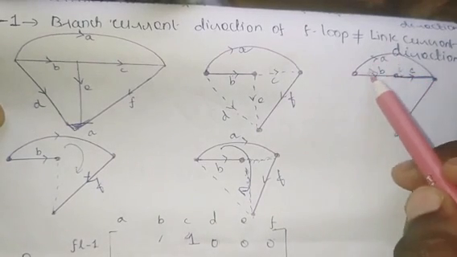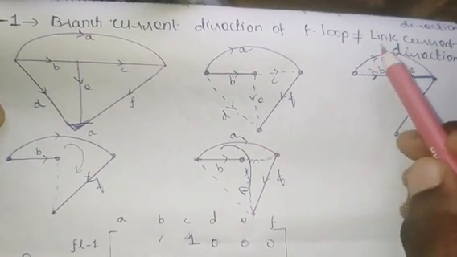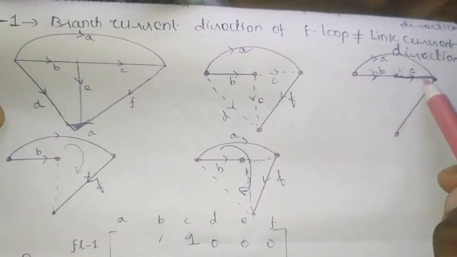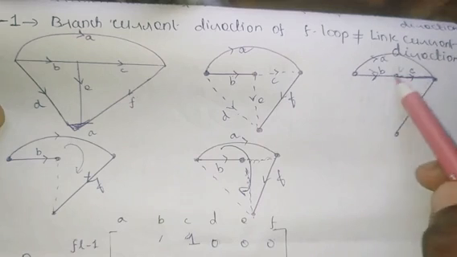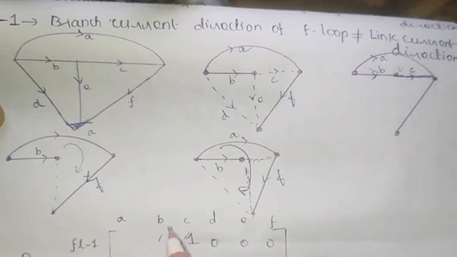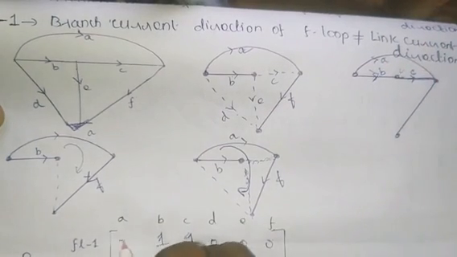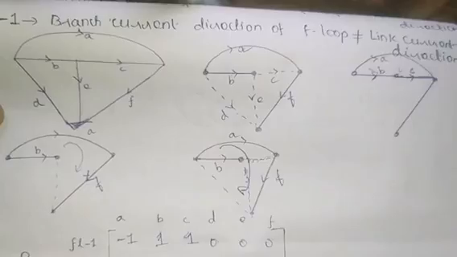Then I am checking the direction of the other two branch currents. B's direction is the same as that of C's direction, so B takes the value plus 1, but A is opposite to that of C. So A takes the value minus 1.